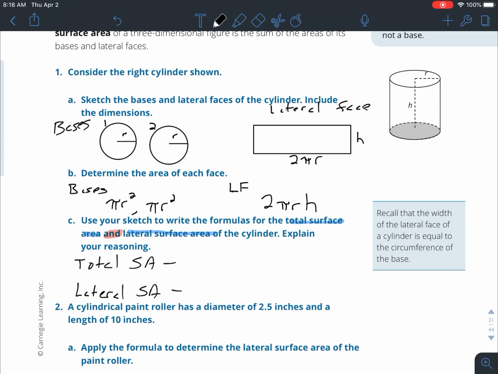So the way they have us writing these out is essentially the lateral surface area is just going to be the same as up above here. This just drops down. So 2 pi r h. Our total surface area ends up being, because there's 2 of these, it's going to be 2 pi r squared plus 2 pi r h.